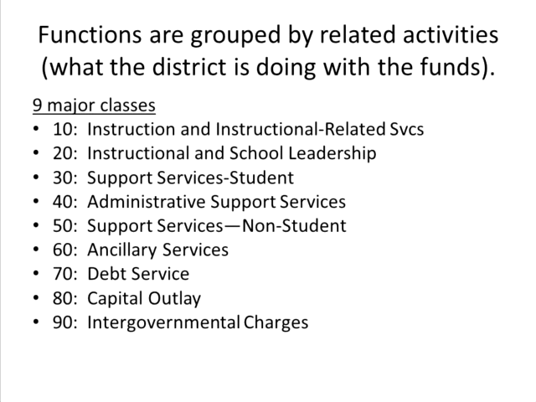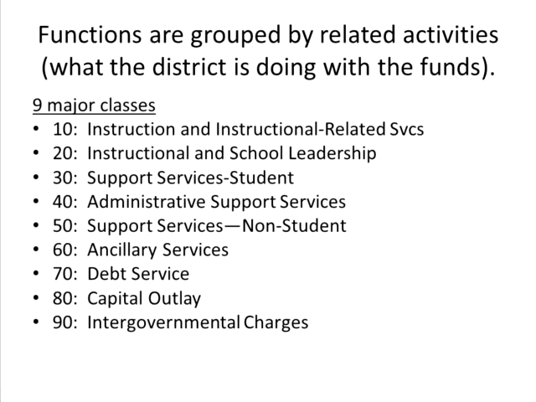The functions in the budgeting system used in Texas public schools are grouped by related activities, basically to communicate what the district is doing with the money when it's spending it. There are 9 major classes in this function code system. All of those that begin with a 1, in the 10 series, are instruction and instruction-related services. In the 20 series, instructional and school leadership. 30, student support services that are related to students.